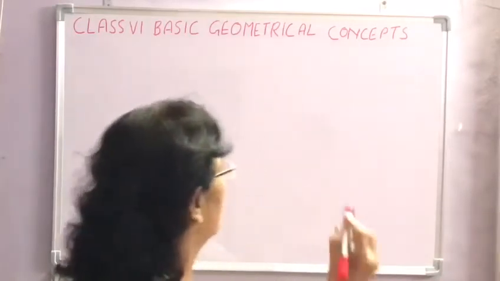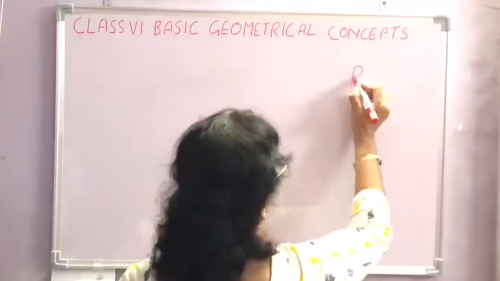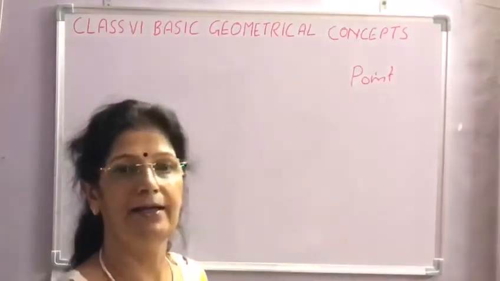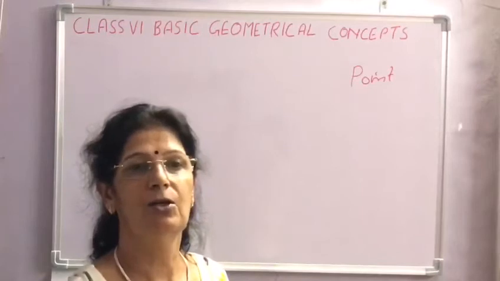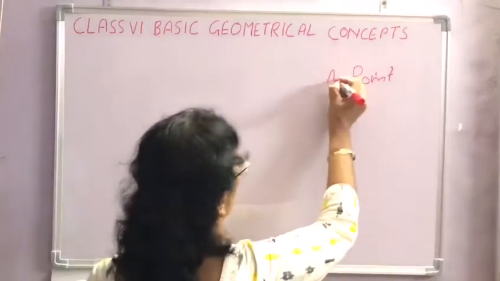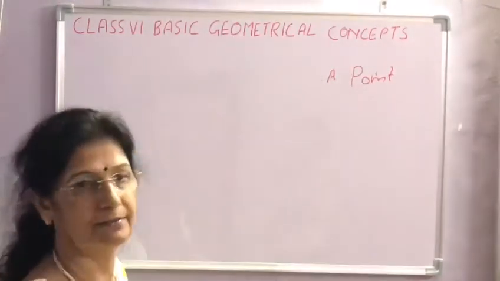So first is point. Point is an idea. It has an exact location. It is denoted by a capital letter of the alphabets.